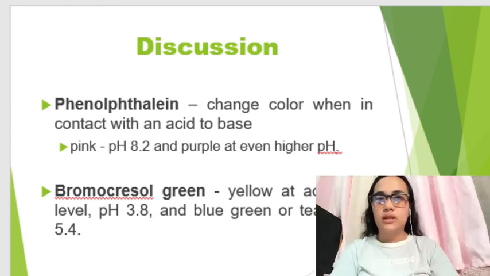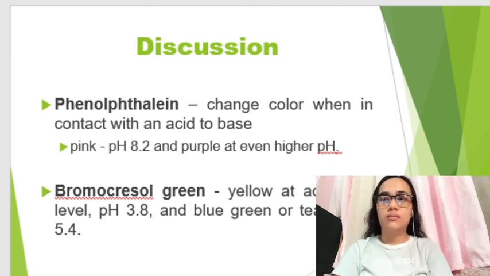The phenolphthalein indicator, which is usually colorless, changes its color to pink when the pH is 8.2, and purple at even higher pH. Bromocresol green, or BCG, is yellow at an acidic pH level of 3.8 and blue-green or teal at a pH of 5.4.